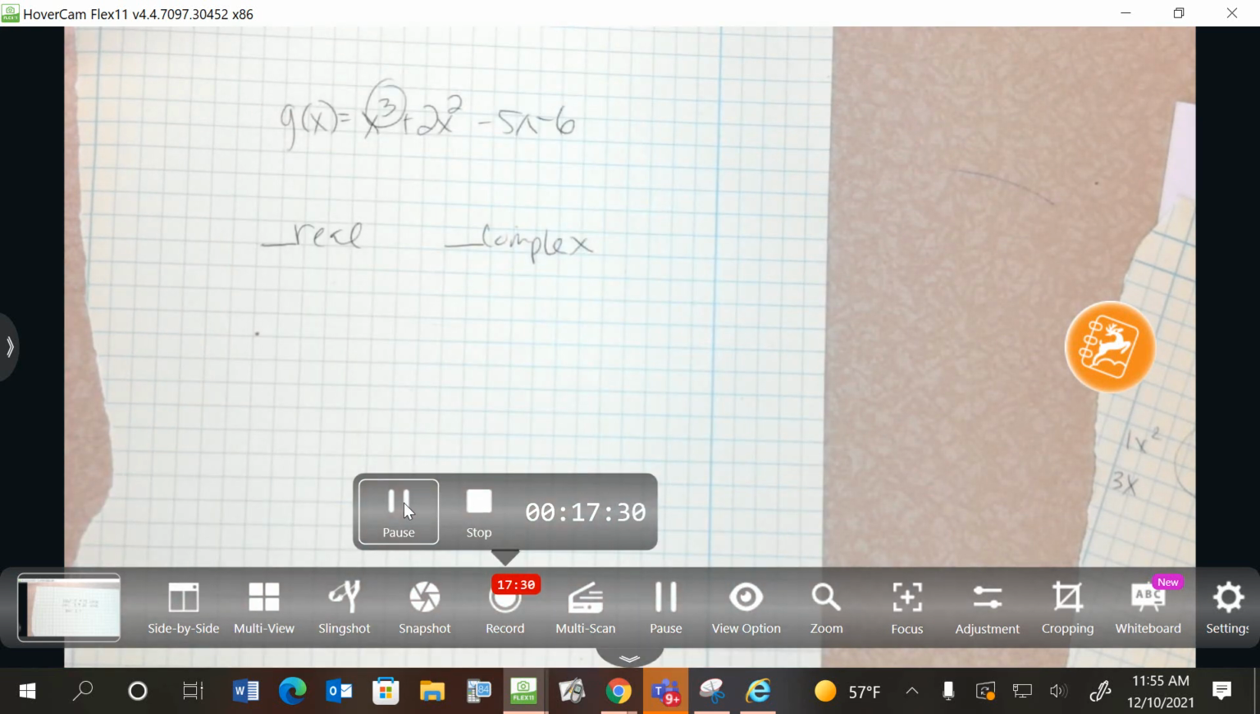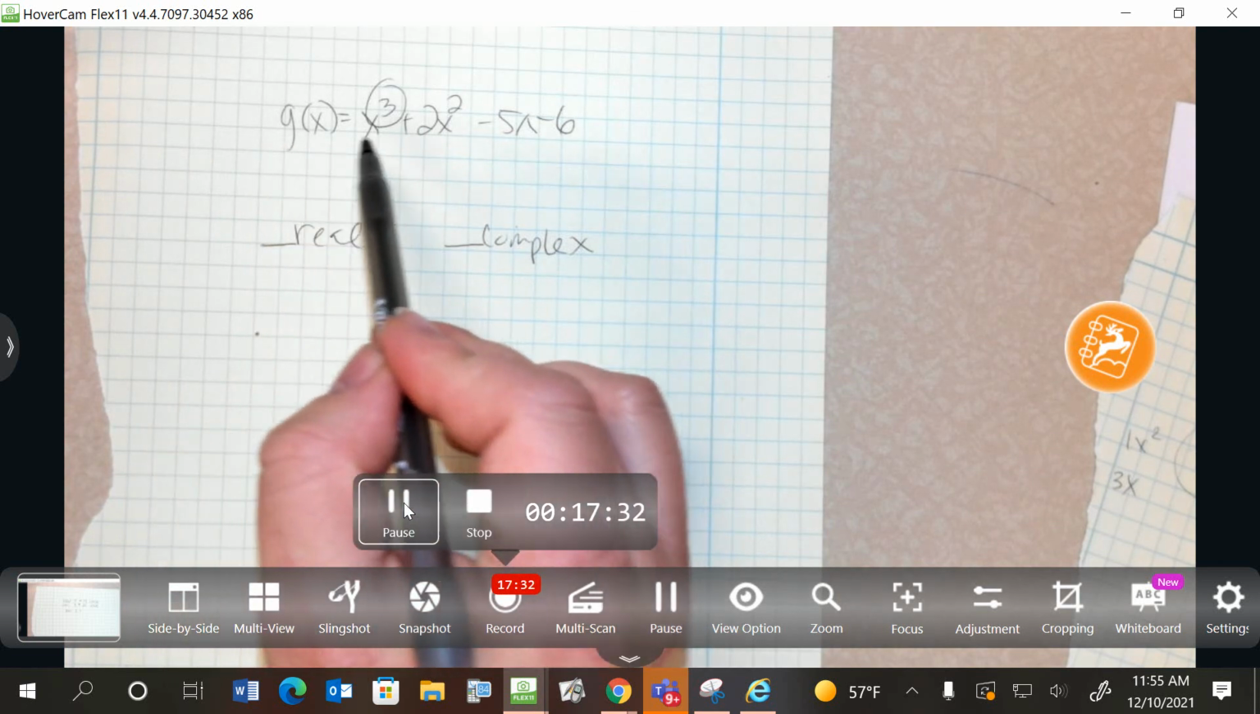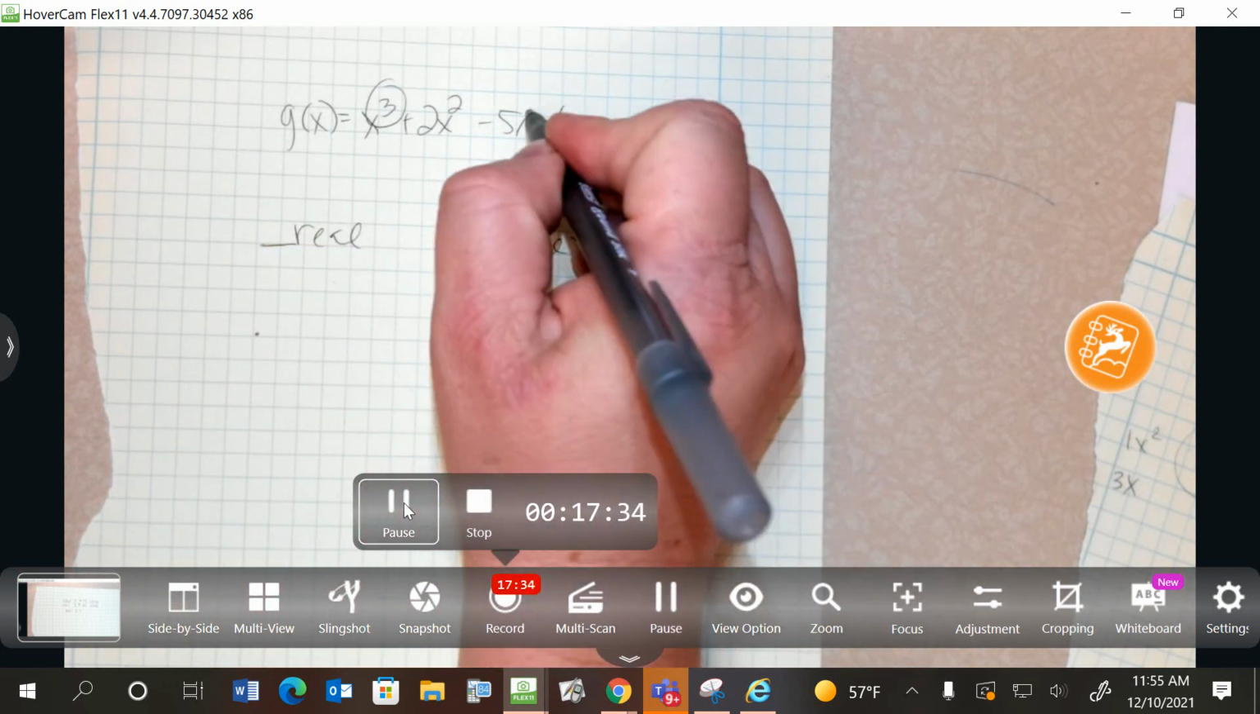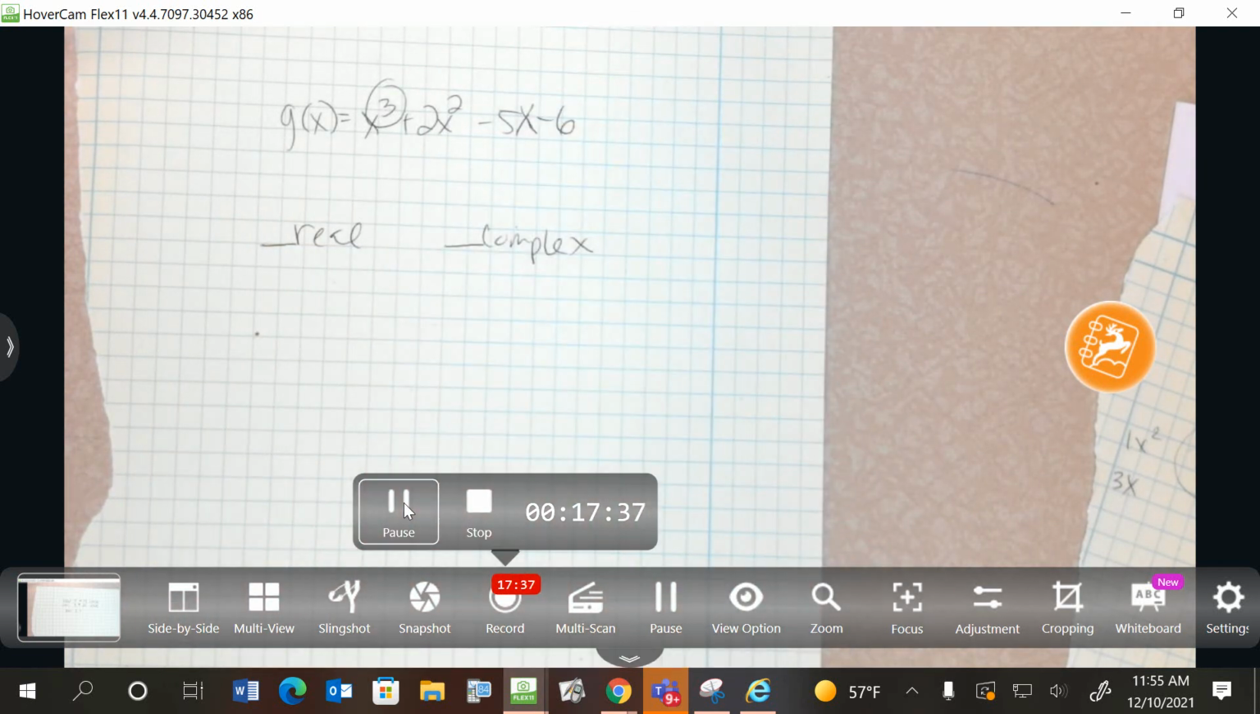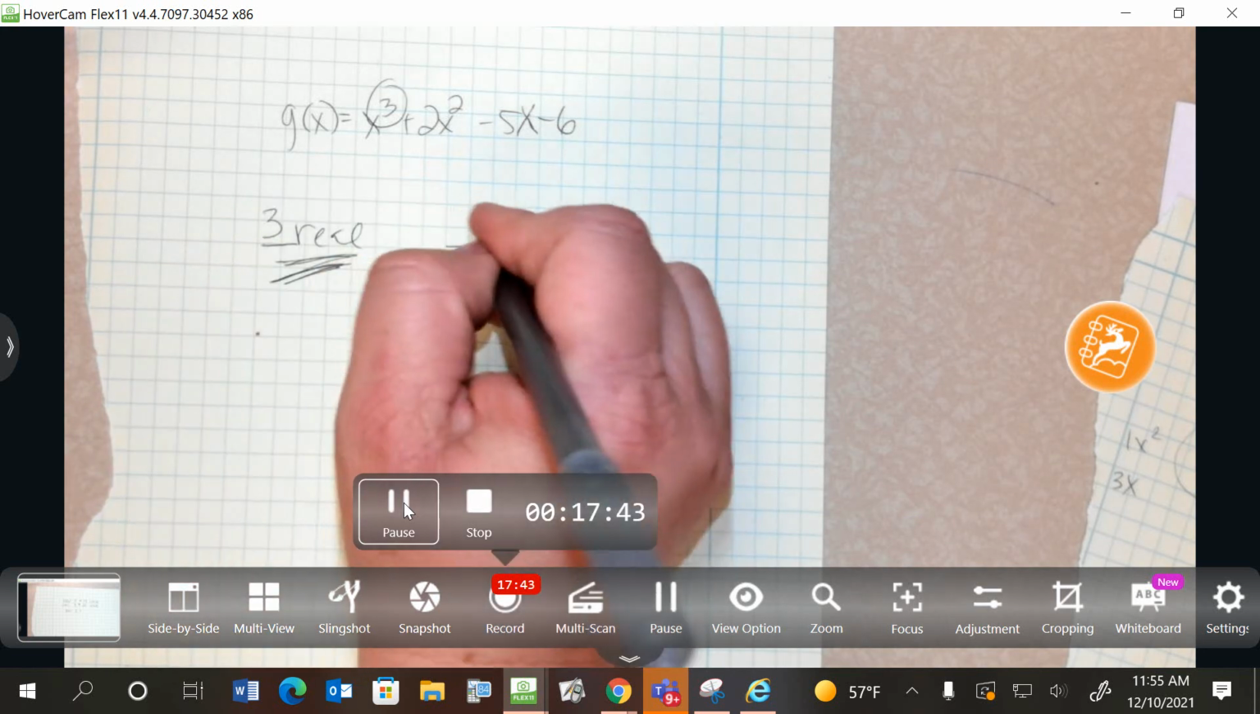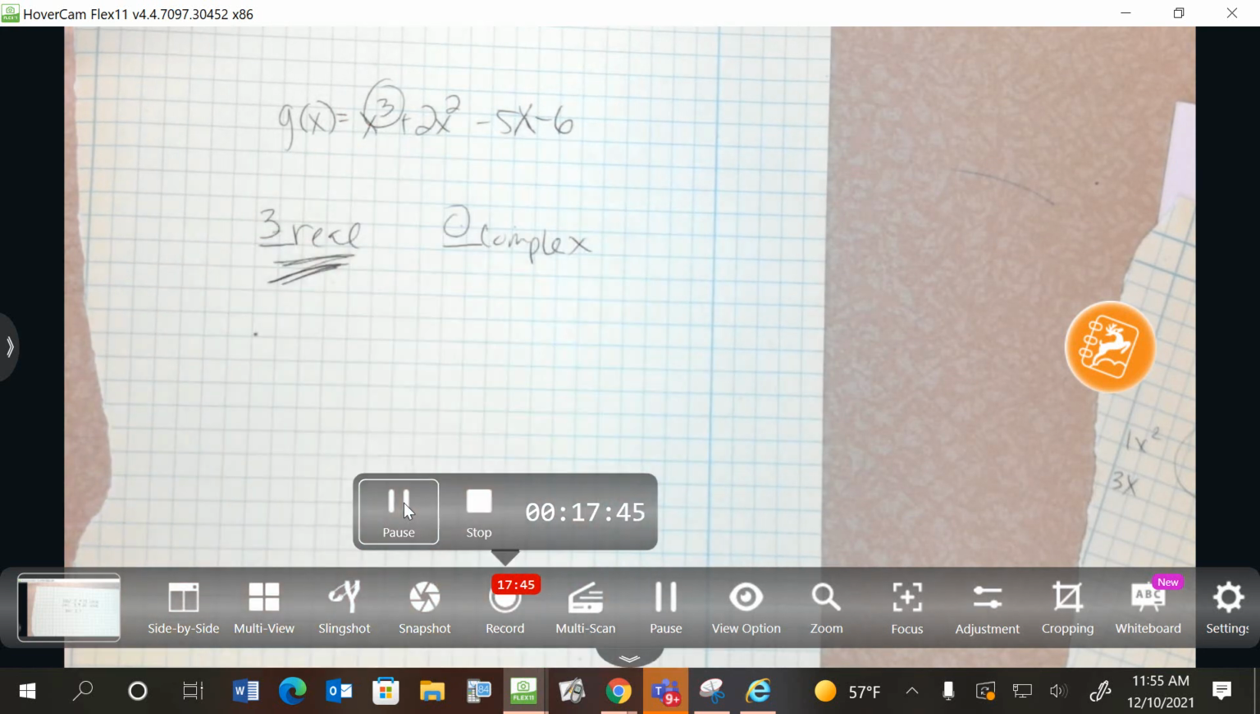So it says using technology. I would start by graphing this in Desmos or using a graphing calculator, and the first thing I'm looking for is how many x-intercepts we have. Well, let's just say we have 3. Making this up. Well, then 3 and 0, because these two numbers have to add up to the degree.